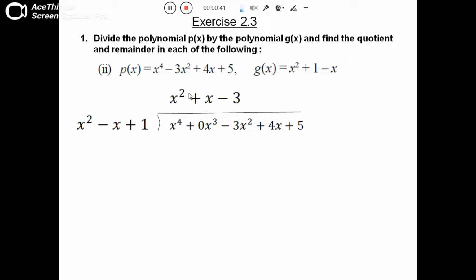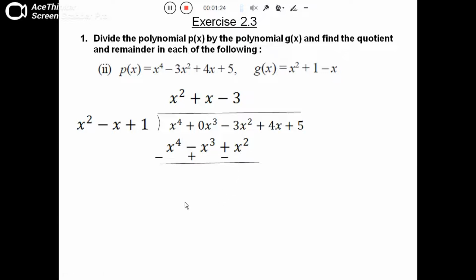Now this x square is the first term of the quotient, you multiply in the divisor. X square into x square is equal to x raised 4. X square into minus x is equal to minus x cube. X square into plus 1 is equal to plus x square. Now you have to subtract this multiplication of the quotient and divisor from the dividend. So in the subtraction we have to change the sign. This plus becomes minus, minus becomes plus, and this plus becomes minus.